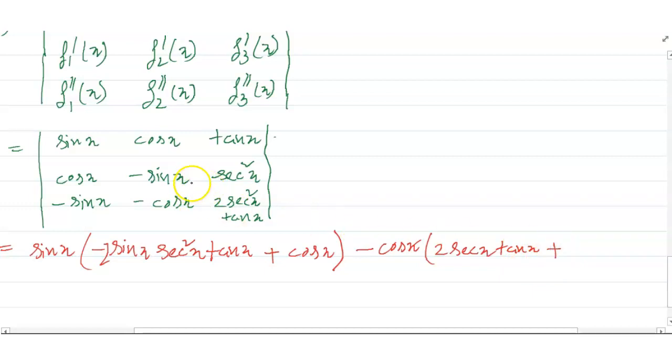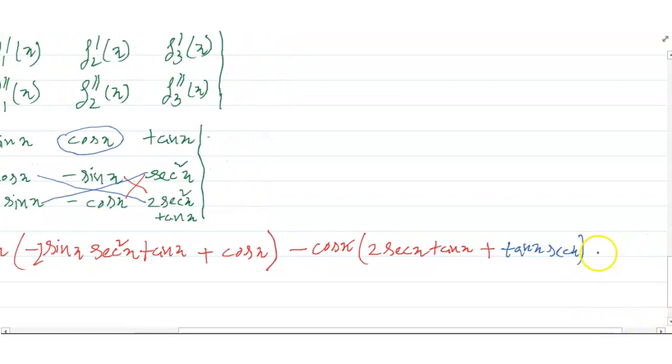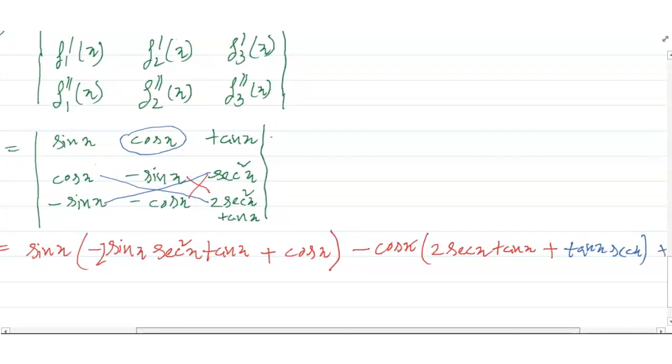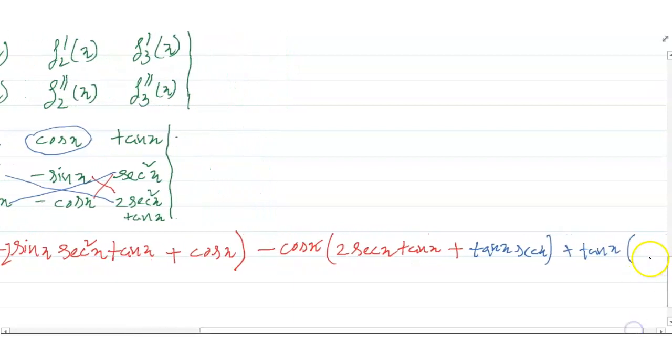minus minus plus. This is just multiplying things. This portion and this portion is multiplied, and after that when I choose this portion, this determinant, then I have to multiply this and this. That I am doing, and I get minus minus plus tan x into sec x, and plus tan x into cos square x minus cos square x minus sin square x.